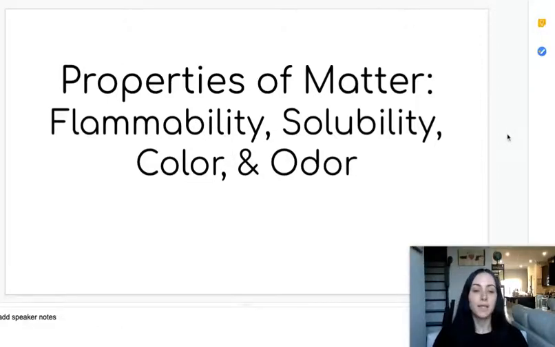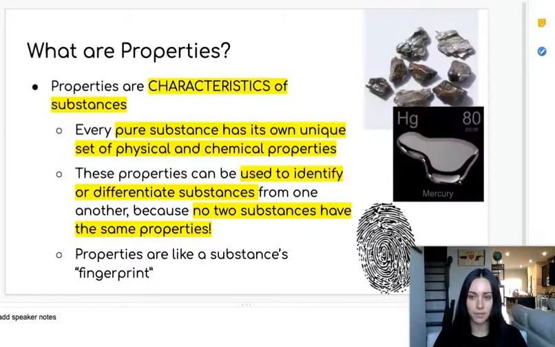Hello. Now that you know what properties of matter are and what they can be used for in chemistry, we're going to discuss 4 important properties of matter today. So as a quick review, let's talk about what a property is and how it is used in chemistry. So properties are simply characteristics of substances.